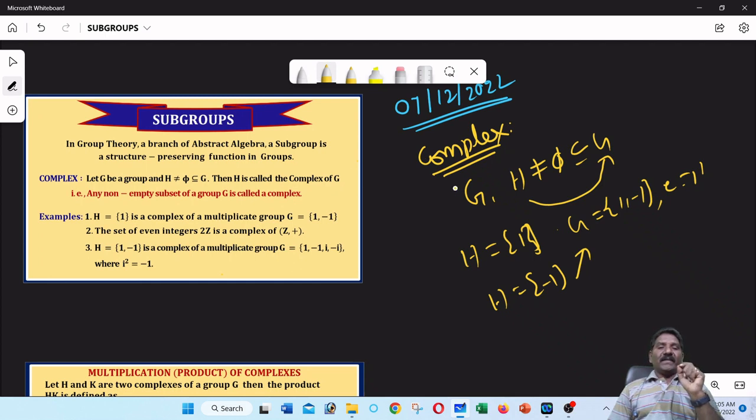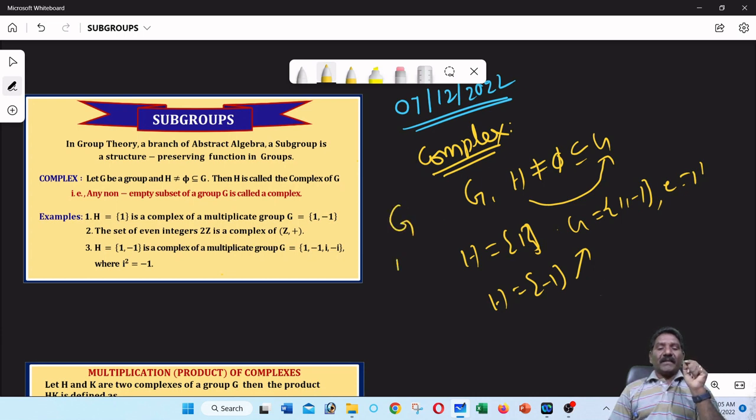Now we have to define a subgroup. Very important. When does a complex become a subgroup? Definition of a subgroup: define a subgroup and give an example, this is asked in the examination. Before defining a subgroup, we should talk about a group. Let G be a group and H is a complex of G. H is said to be a subgroup of G if H is itself a group with respect to the same operations of G.